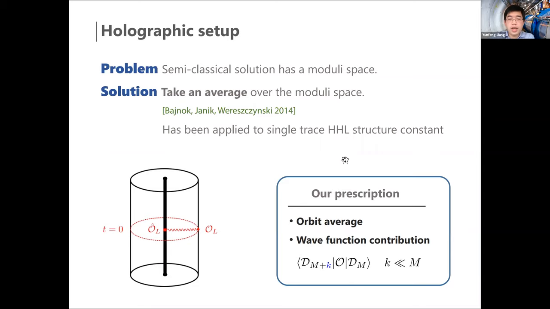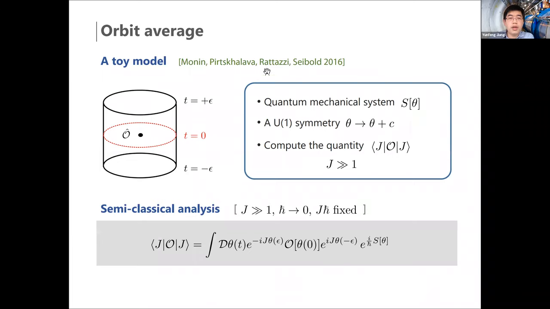So let me explain in a bit more detail using a very simple toy model. This model was actually proposed in this paper in the context of large charge effective field theory, but let's discuss this first. We consider a quantum mechanical system described by some action S of theta. Theta is like the coordinate on the circle. Let's suppose this system has a U(1) symmetry. This means if you shift this theta by any constant, then this S is invariant.